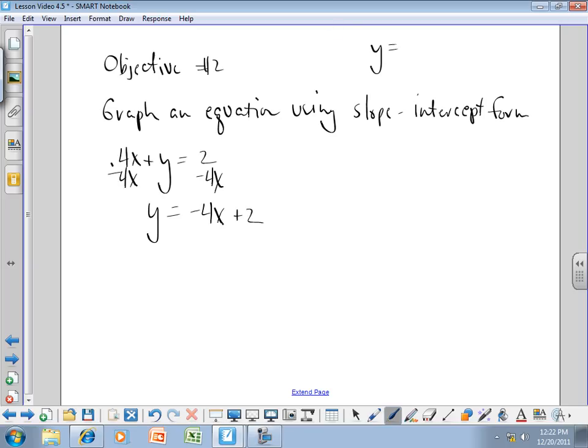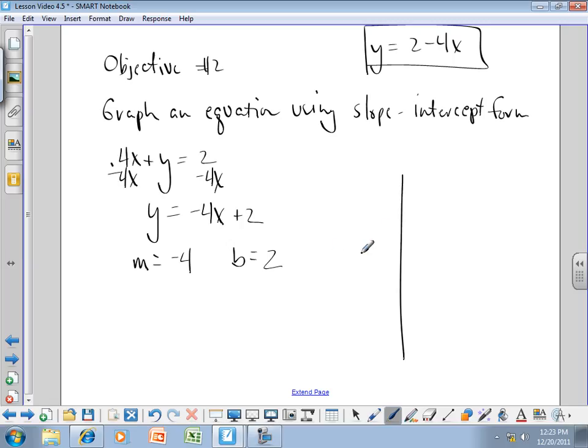You might have been tempted to write 2 minus 4x. This is not wrong, but in slope-intercept form, I always like to have the x term first, and I don't care if this is negative or positive. I don't care if this is a fraction. I want the x first, because then I can tell you that the slope is negative 4, and that the b, the y-intercept, is 2. All right, well, now that you've got that information, let's use this to graph the equation.